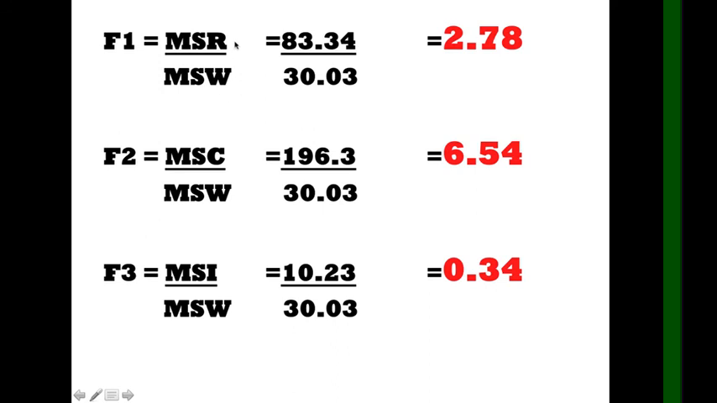So only the numerator changes. Okay? So it becomes MSR, MSC, and MSI. So we have now the values of the F ratios. So we have F1, 2.78, F2, 6.54, and F3, 0.34.